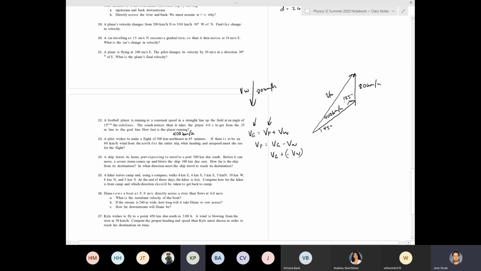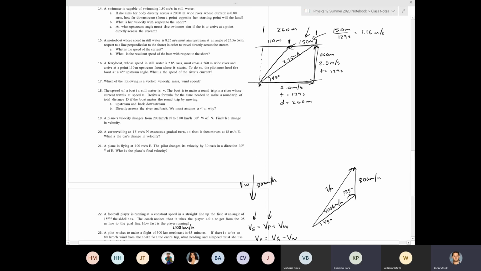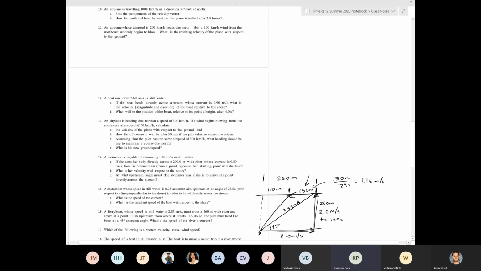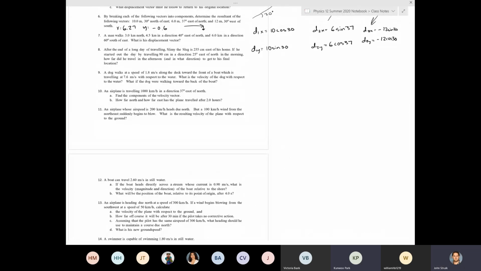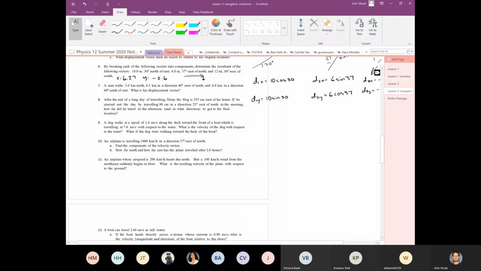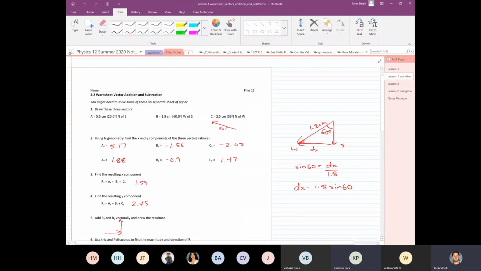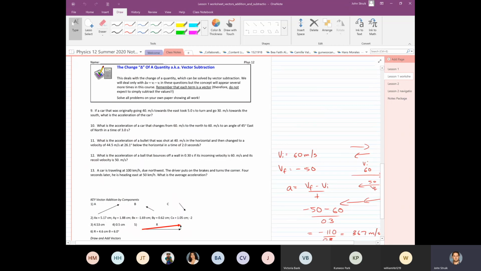I actually got stuck with 11. But 11? Yeah, but the first worksheet. First worksheet. Yeah. That would be this one. Okay.